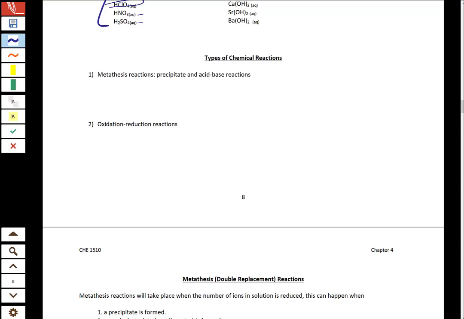We're going to talk about two types of chemical reactions and look in more detail at the first kind, which are called metathesis reactions. If you've taken chemistry before, you've probably heard of metathesis reactions with some different words. You probably heard them called double replacement or maybe double displacement. These are reactions that fall under the umbrella of metathesis reactions. Metathesis is just the more grown-up way to say it.